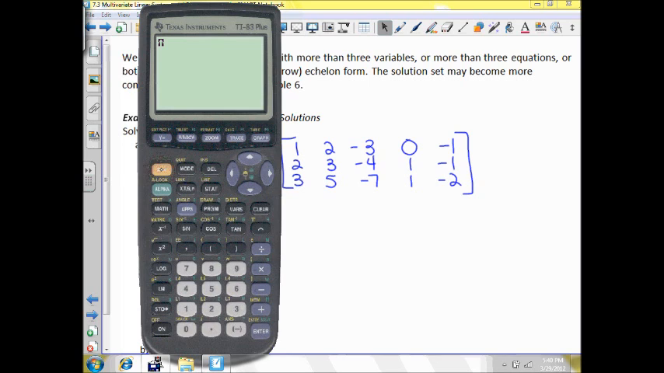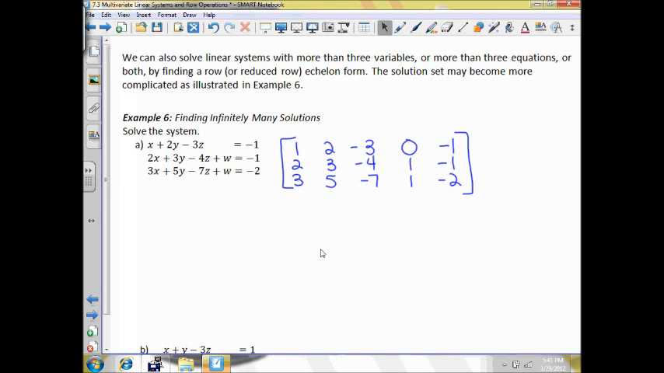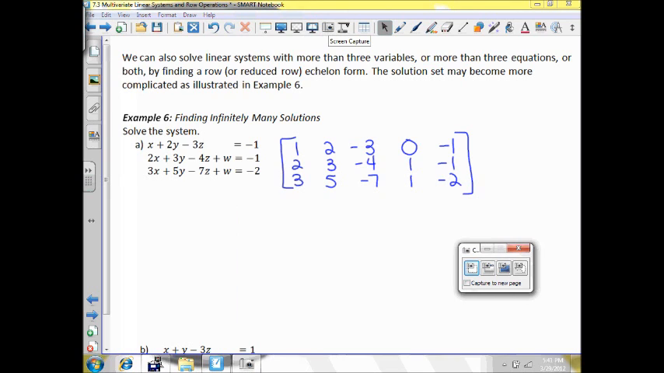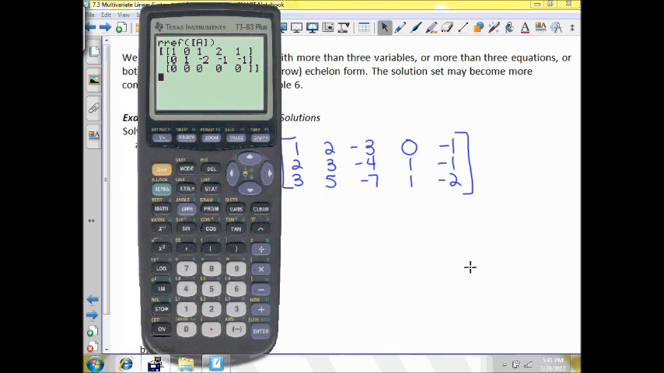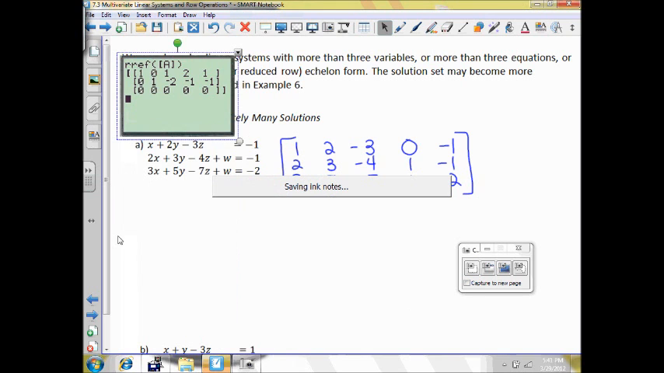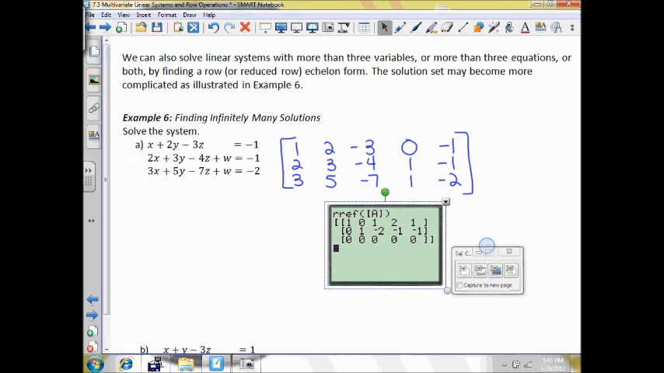Now, we want to find reduced row echelon form. So get into your matrix menu and go over to math. You can scroll down to letter B here for reduced row echelon form. Press enter, it goes to your main screen. Second matrix, I want matrix A, so press enter on matrix A. Here's my reduced row echelon form. I'm going to take a picture of that so I can have it on my screen.